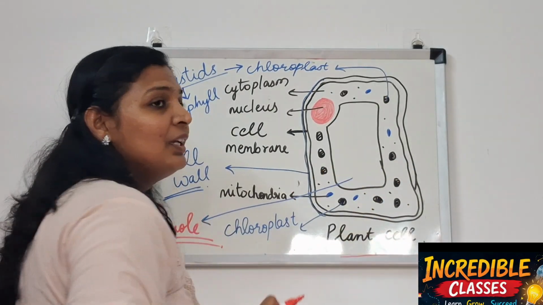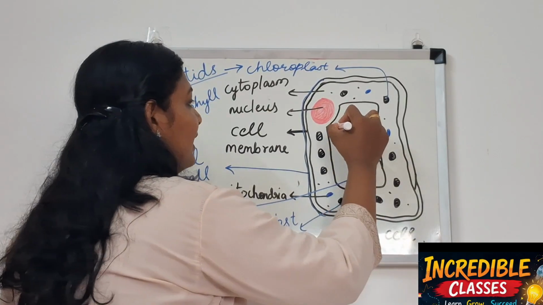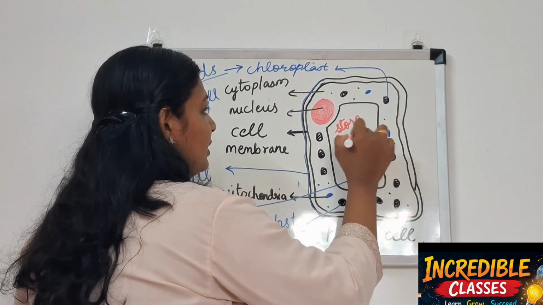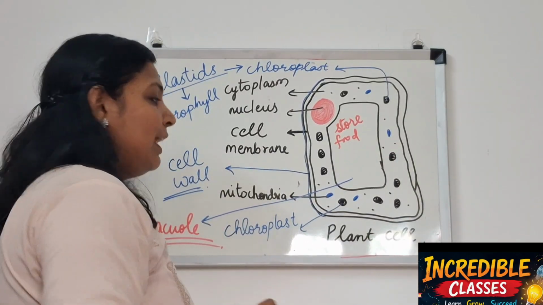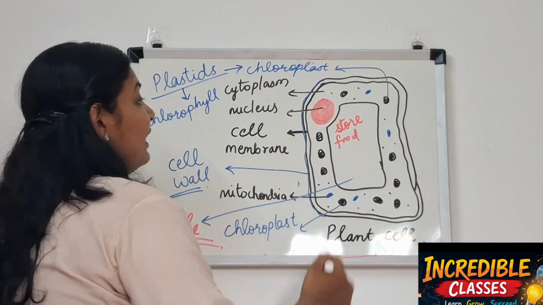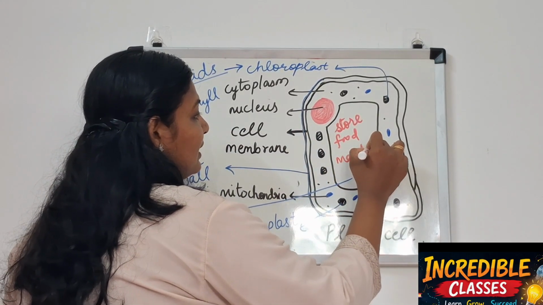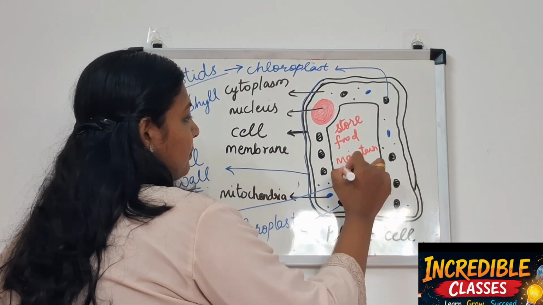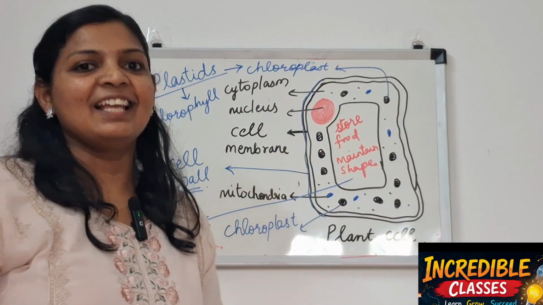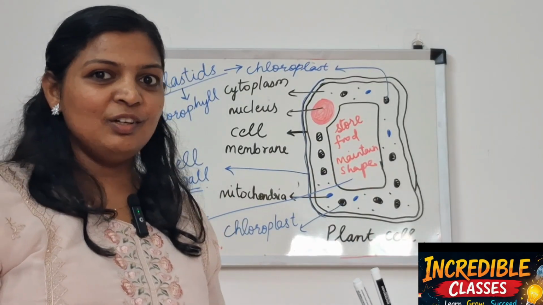So the vacuole helps to store food, whatever food is being prepared, helps in managing waste, and helps to maintain the shape. Shape of what? Shape of the plant cell. Clear? Is it clear to you all?